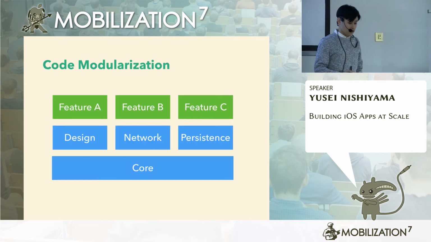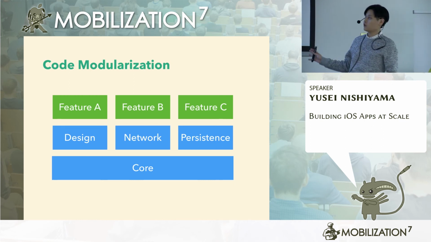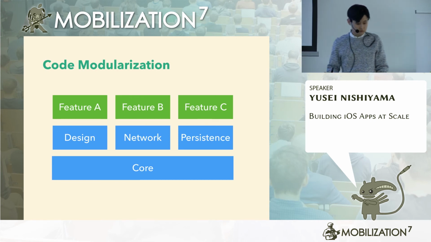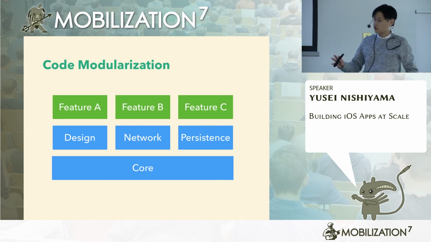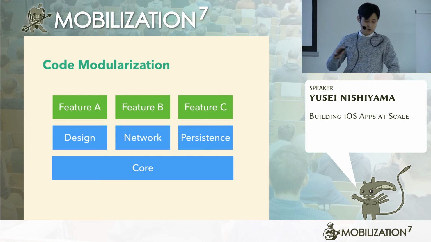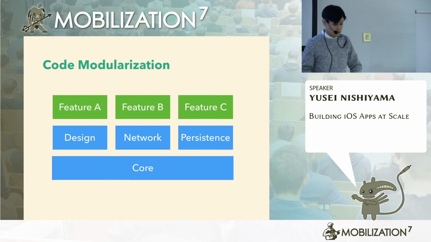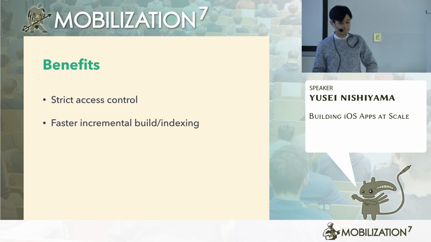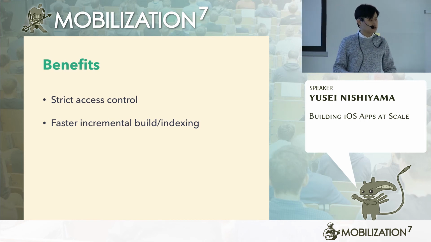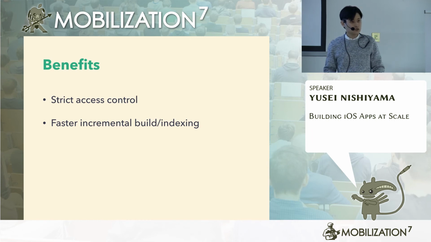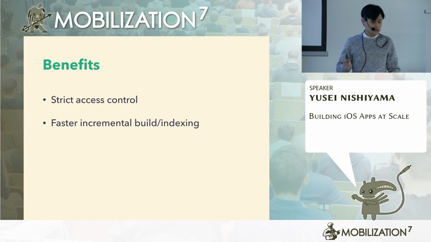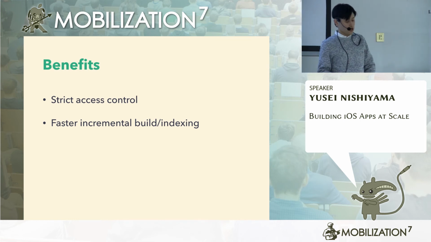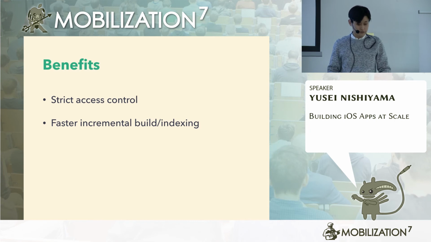So if you apply the idea to apps, you will get this kind of architecture. You have core frameworks such as design framework and networking framework and persistence layer, and you can build each feature on top of those core libraries. The benefit of code modularization is more than just keeping your project cleaner. As the default access level of Swift is internal, everything you put into your framework is private from other frameworks by default. So it gives you more chance to consider which methods and properties should be public or private.